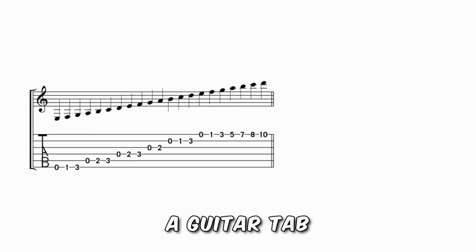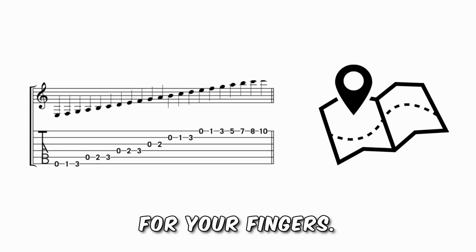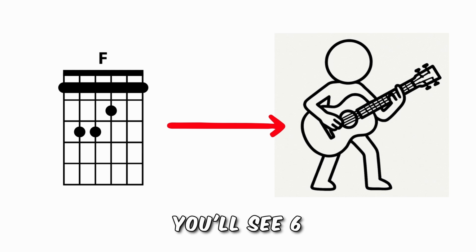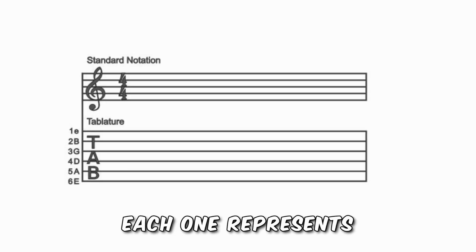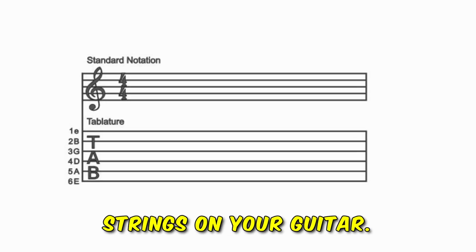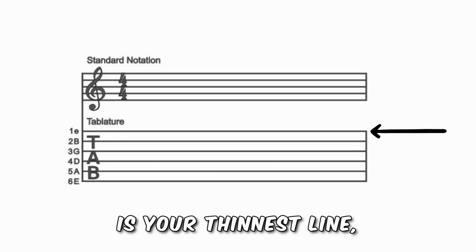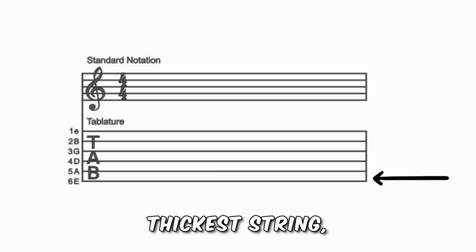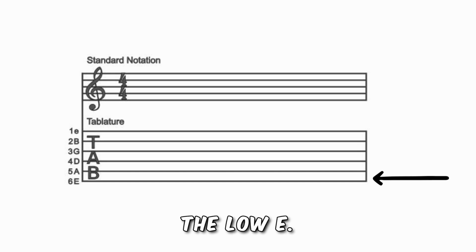So first, a guitar tab is like a map for your fingers. It shows you exactly where to press them on the fretboard. You will see 6 horizontal lines and each one represents a string on your guitar. The top line is your thinnest string, the first string, the high E, and the bottom line is your thickest string, the sixth string, the low E.